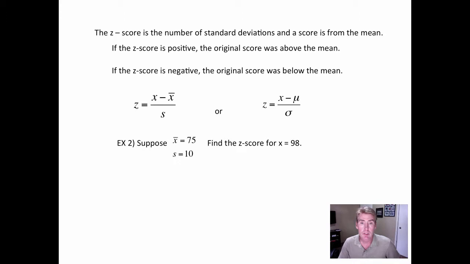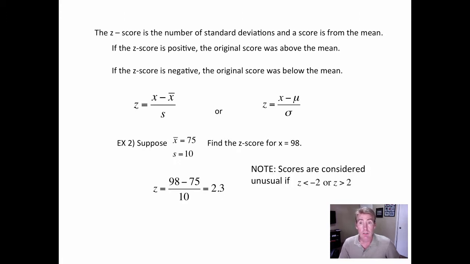So here's an example. Not about IQs or anything else, I just randomly made up numbers. So what's the Z-score? Well, one thing to notice is that 98 is above average, so the Z-score is going to be positive. So we just do this little formula with the numbers: the score minus the mean divided by the standard deviation. It's a positive 2.3.